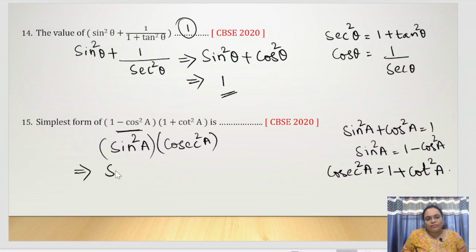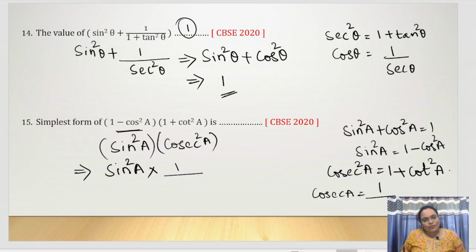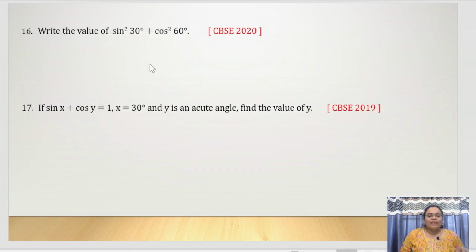Again from here, sine square A is the same, into, so cosecant square A can be written as, cosecant A is equals to 1 by sine A. Okay. So, it is 1 by sine square A. So, sine square A will get cancelled, which is 1. 1 is the answer. So, let us solve the next question.